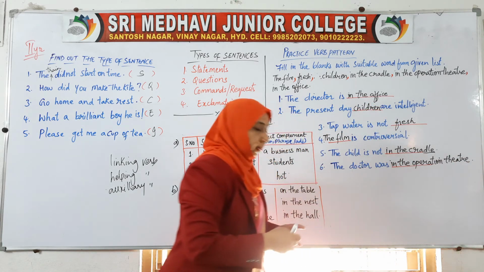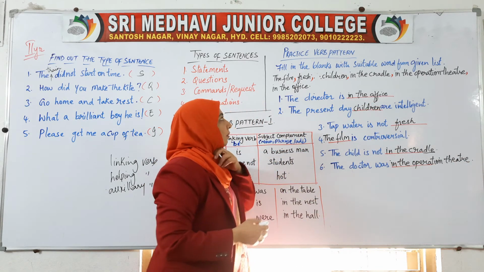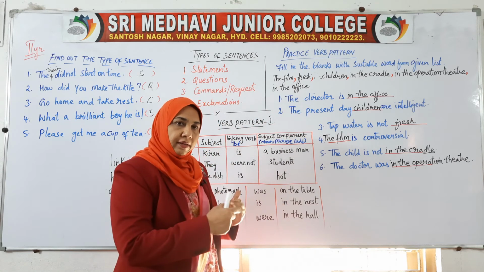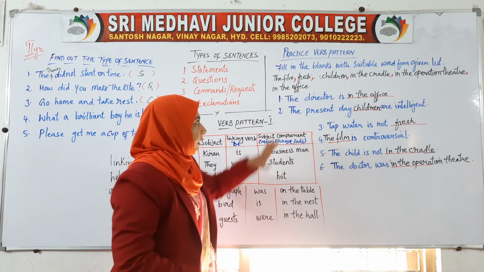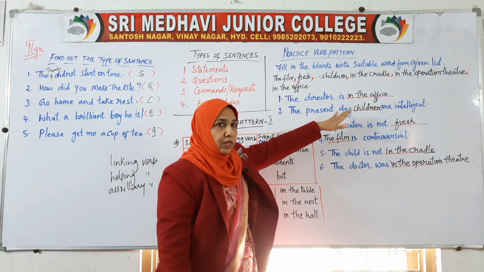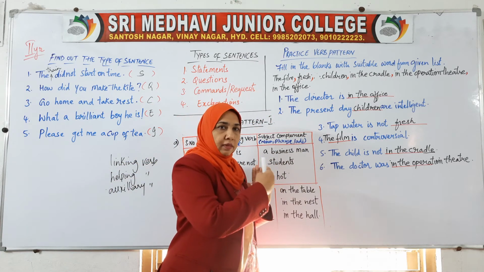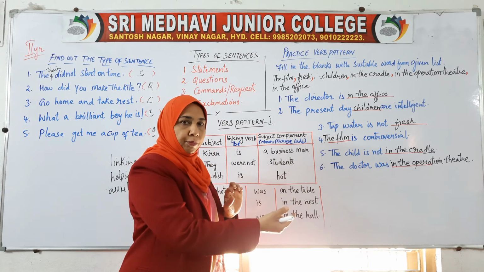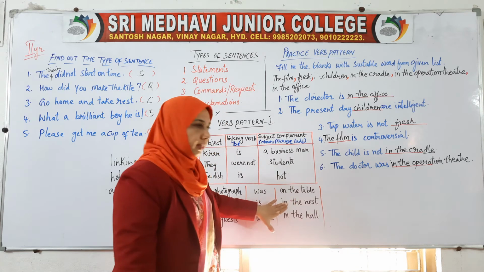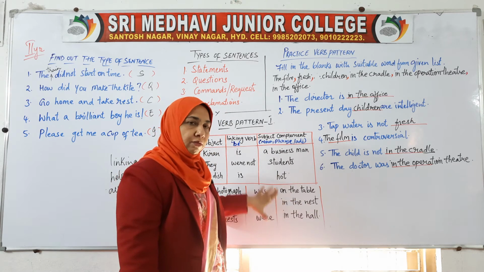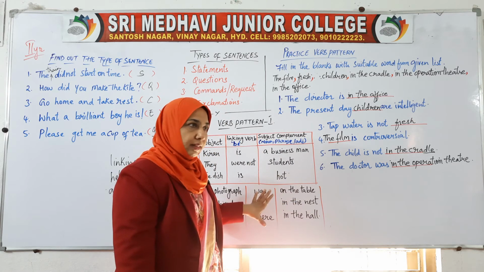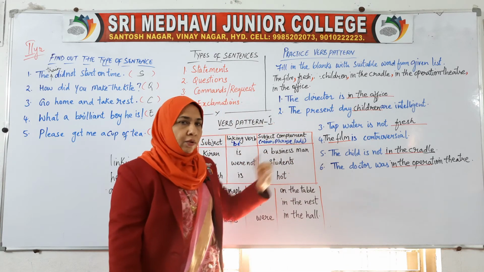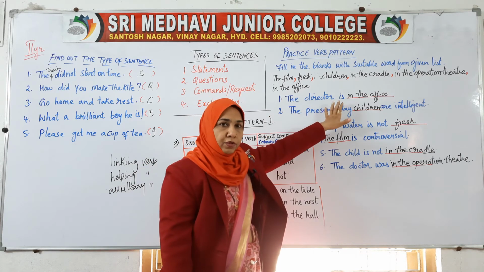Okay. So now here, where is the director? The director is in the office. Director is the subject and we are giving the sentence which is making the subject complement. It is like this format. Okay, verb pattern 1. In that the same we have got this here. The director is in the office. We are using the preposition.